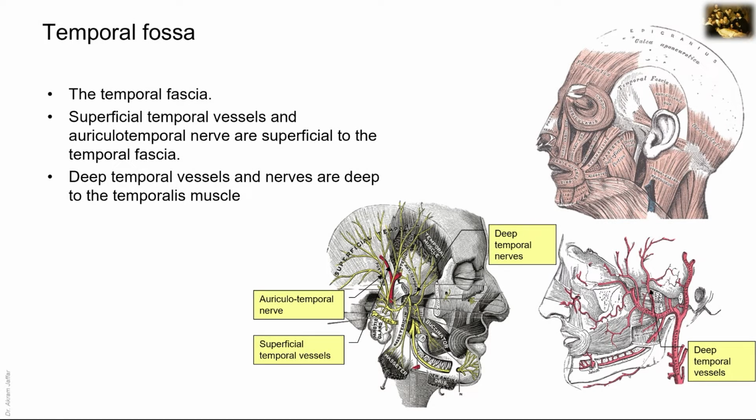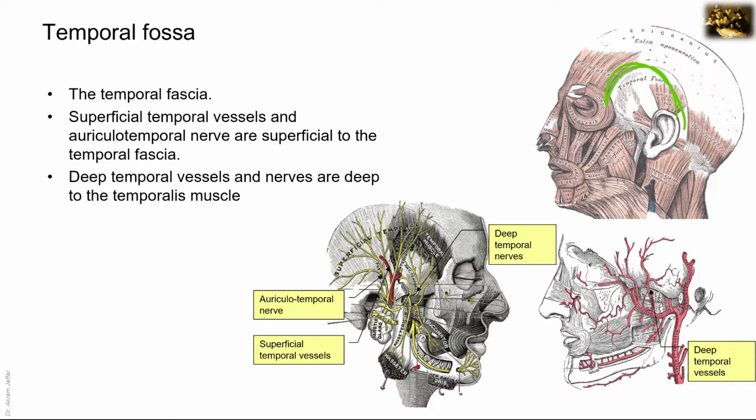The temporal fossa is covered by the temporal fascia, a very strong fascia, which also provides attachment for the underlying muscle, in fact. And I'm talking about these details because we're going to have the origin of these structures in the infratemporal fossa.